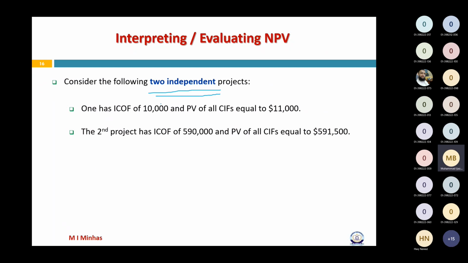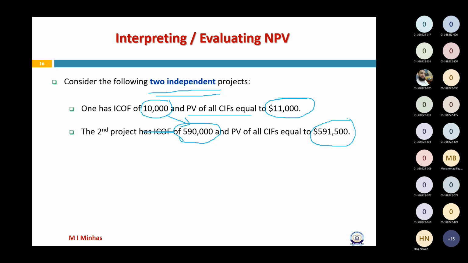One project has an initial investment of 10,000, and its present value of all cash inflows is 11,000. Another project has an initial investment of 5,90,000. That means 590,000. This one is just a 10,000 investment, and this is an investment of 590,000. And the present value of all cash inflows here is 591,500.